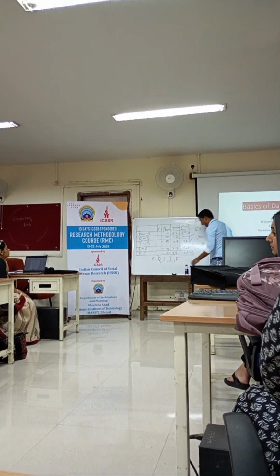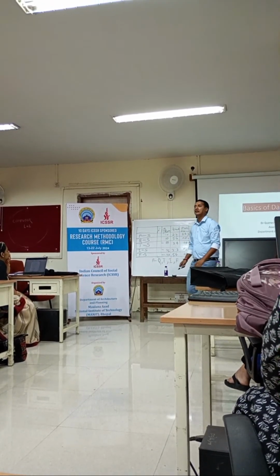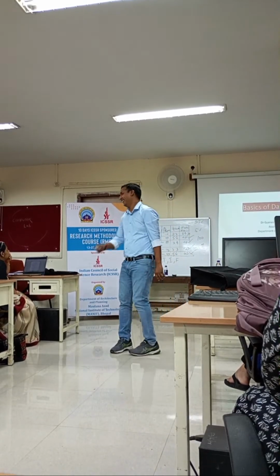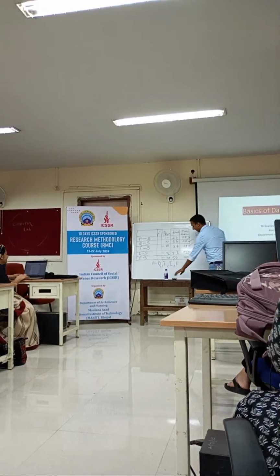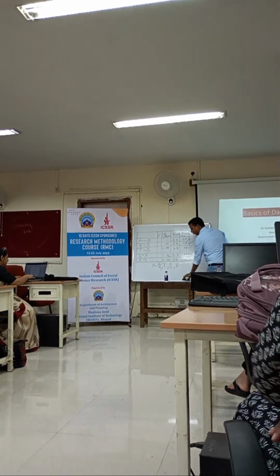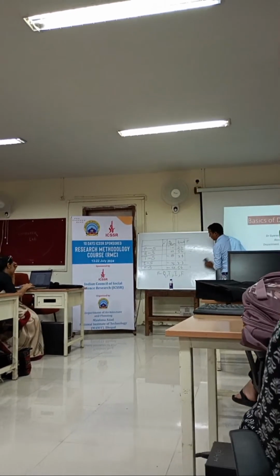Sir, how do you identify whether we use one tail or two tails? One tail and two tails. That's why I was asking about the critical value. Who knows?